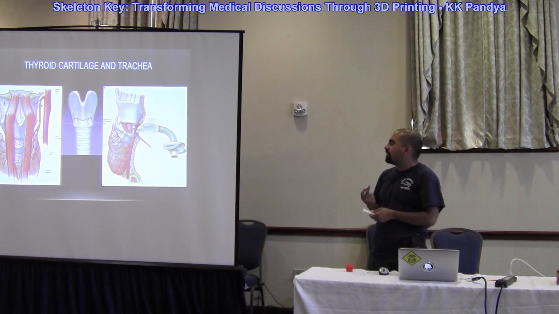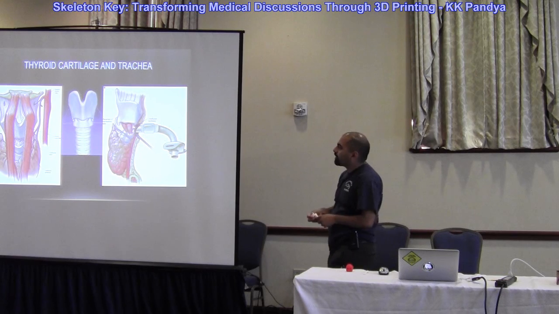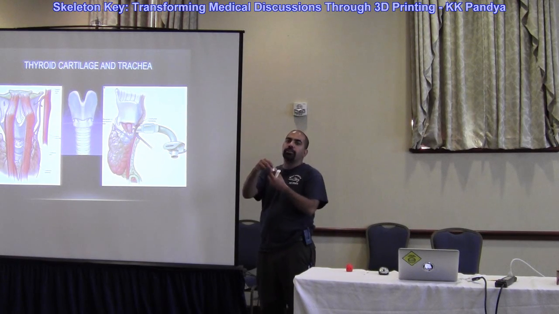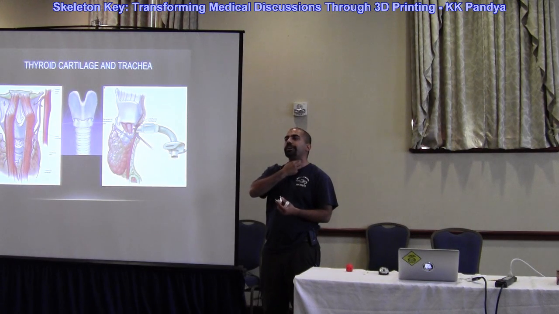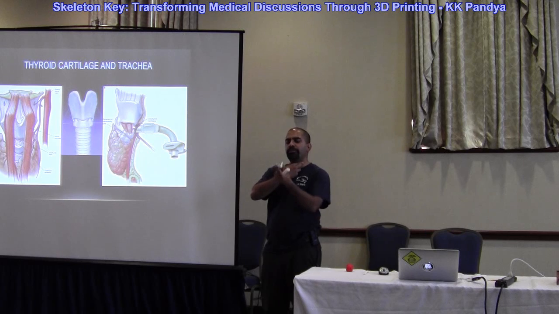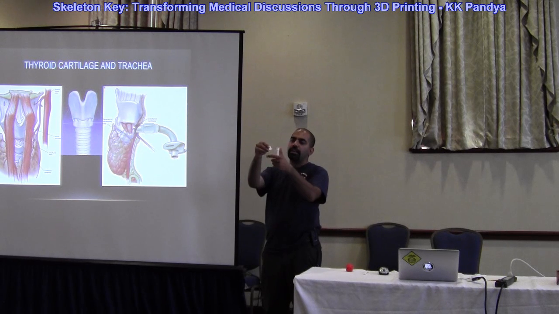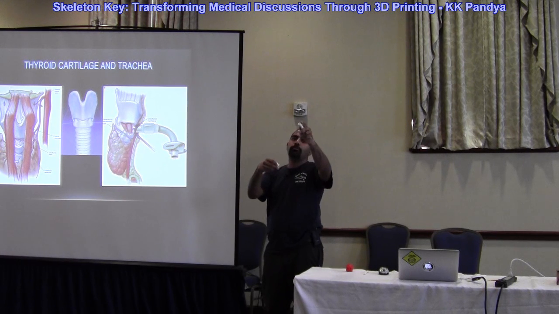With this model, just for some context, this is the thyroid cartilage. You feel your throat, and the bony part that you feel clicking if you move your finger back and forth here is this. And your trachea, your windpipe, is behind that. The vocal cords are protected by that.